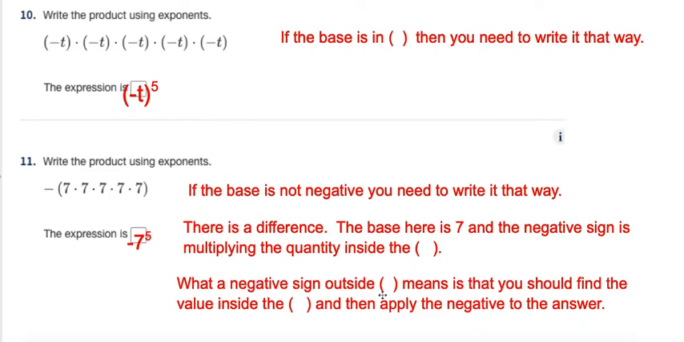What the negative sign outside the parentheses means is that you should find the value inside the parentheses first and then apply the negative number to your answer. Okay, and that will become important to you when you're actually doing this down the line to find out if a number is actually positive or negative.